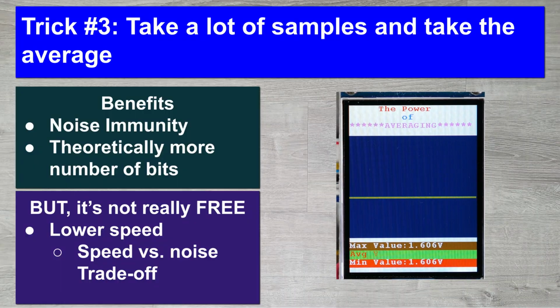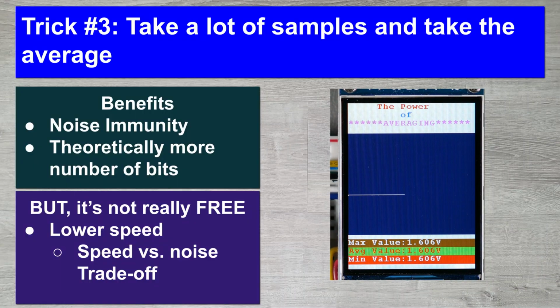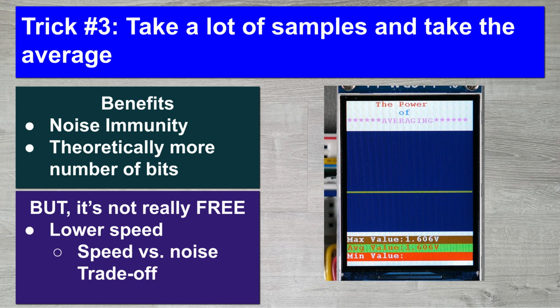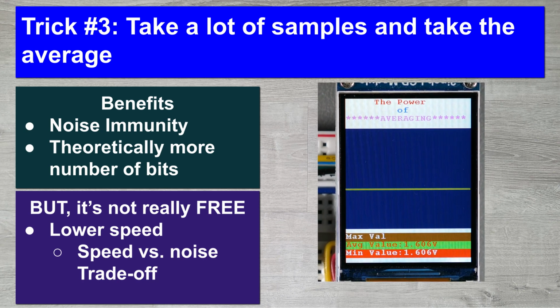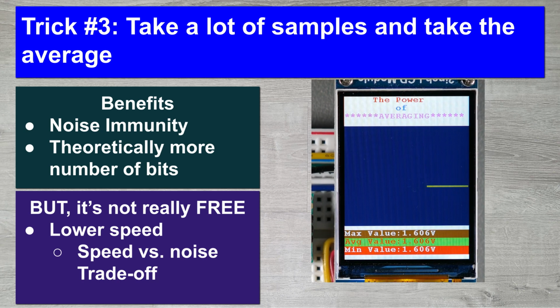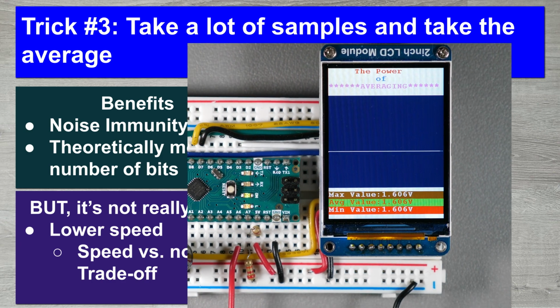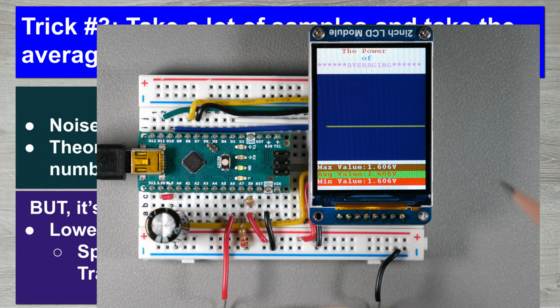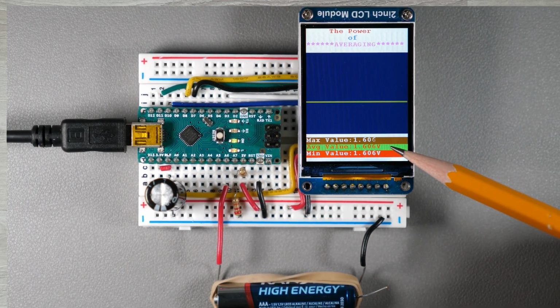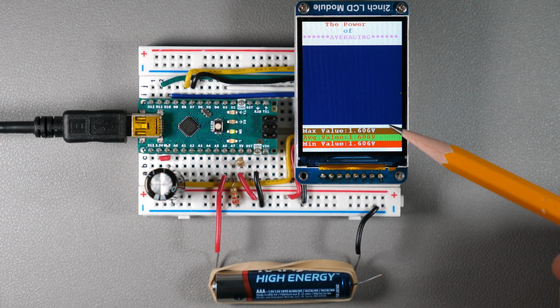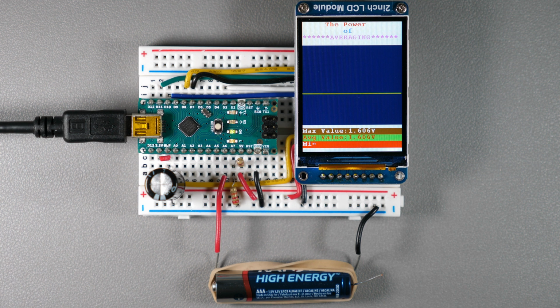Trick number three, take a lot of samples and take the average. This trick is relatively straightforward. It gives you the benefit of noise immunity and theoretically more number of bits. In this example here, again, we're using the Arduino Nano to measure the battery voltage. As you can see, the battery voltage is extremely stable. Our goal here is to demonstrate the noise immunity afforded by the technique of averaging.